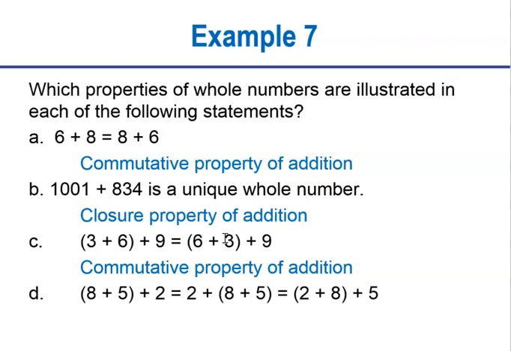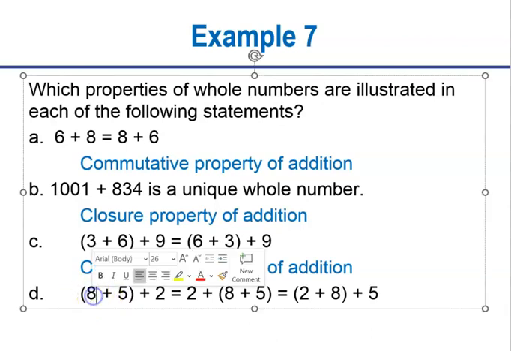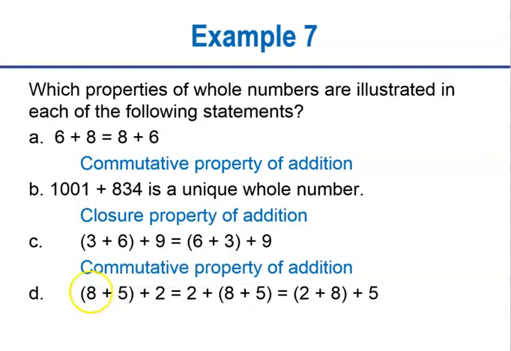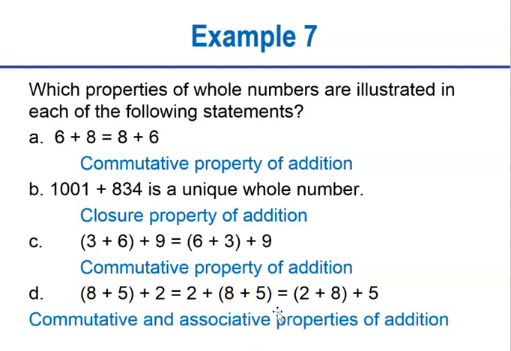Next example, 8 plus 5 plus 2, 2 plus 8 plus 5. Okay, now look what's grouped together. 8 plus 5 is grouped together here. 8 and 5 are grouped together here. So we didn't change the grouping. What we did change is this order. 8 plus 5 was first here, 8 plus 5 is second there. That's once again the commutative property.